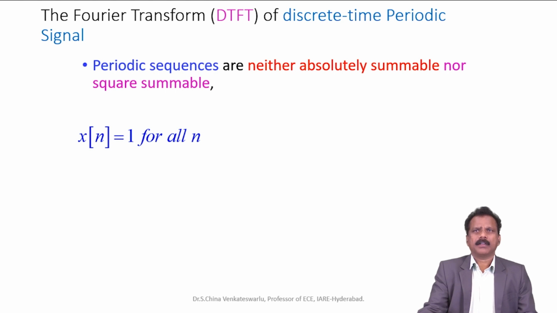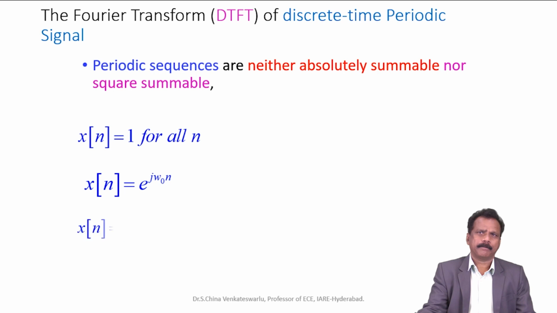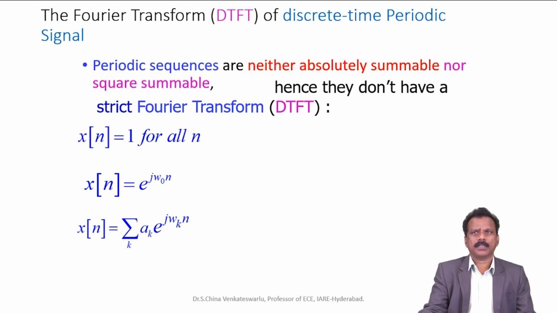The Fourier transform of a discrete time periodic signal: once we identify the DFT, the discrete Fourier transform, how is it affected with the discrete time Fourier transform? For the Fourier transform of discrete time periodic signals, the periodic sequences are neither absolutely summable nor square summable, for example x of n equal to 1 for all n, x of n equal to e power j omega 0 n, or x of n equal to the summation over k of ak into e power j omega k n. Hence they don't have any strict Fourier transform, DTFT.